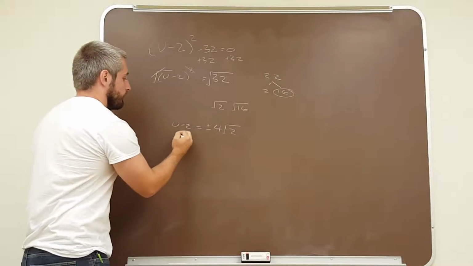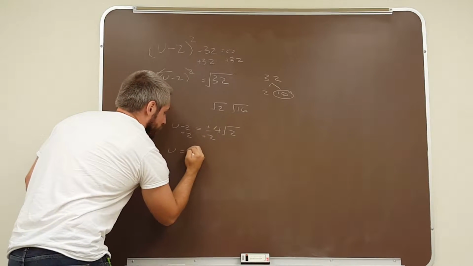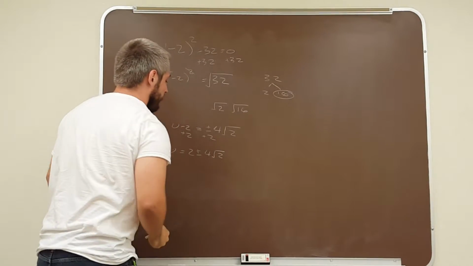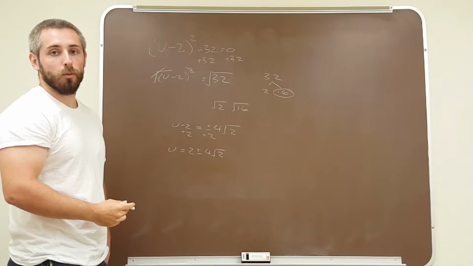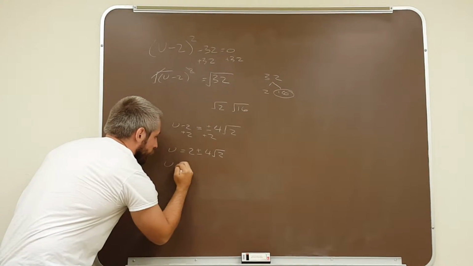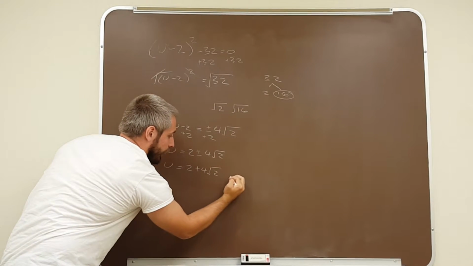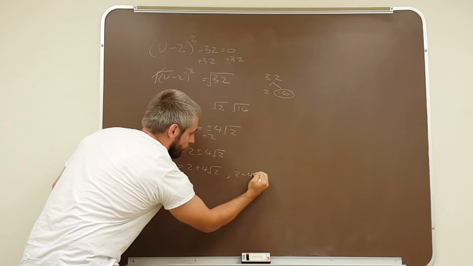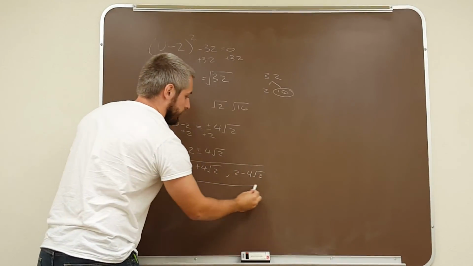And what we'll do from here is add 2 to both sides. So we get u = 2 ± 4√2. Now in Alex, we don't have a button that's plus or minus. So what we'll do is just break it up into two things. So we have u = 2 + 4√2. And then we'll put a comma and put 2 - 4√2. And that would be your final answer.